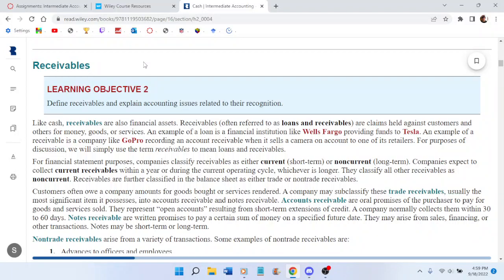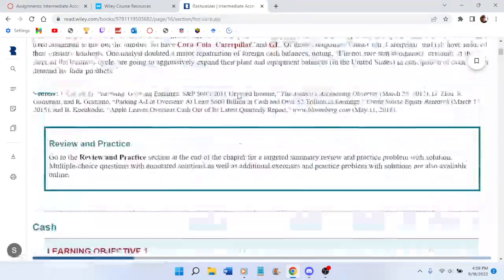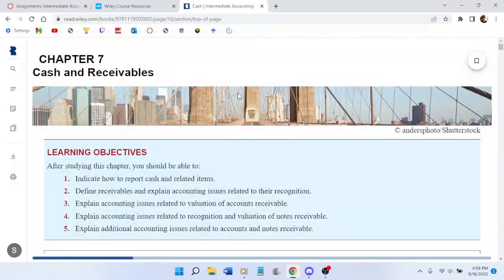Hold up. Hold up. Why is this in the same chapter? Okay, why is this... Never mind, I'm an idiot. I thought the chapter was only about cash, but it turns out it's about cash and receivables. That was fine. That was fine. You made a noise.